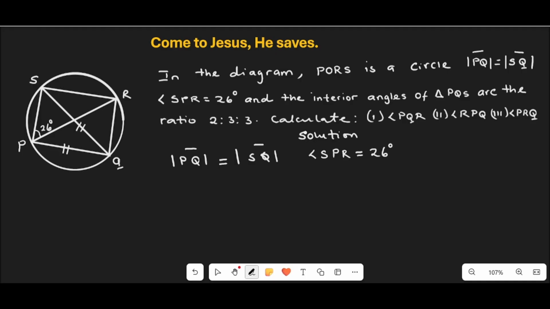And the ratio of interior angles of triangle PQS is 2:3:3. So the ratio of interior angles is 2:3:3 of triangle PQS.